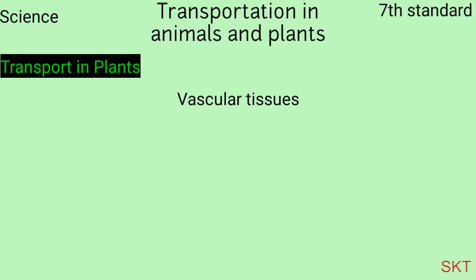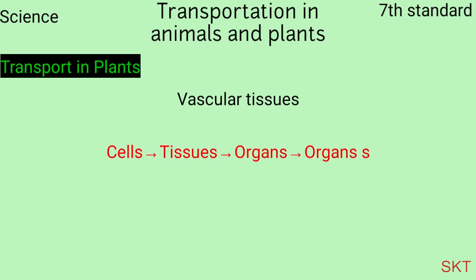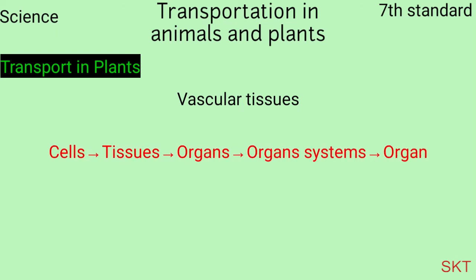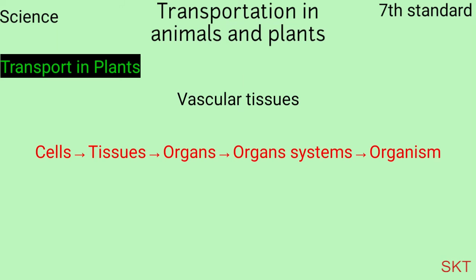Basically, understand this. Cells combine to form tissues, tissues combine to form organs, organs combine to form organ systems, and organ systems combine to form an organism. So our human body is an organism which is made up of cells. Now I think you are clear with the tissue topic. Let's move on to the types of vascular tissue.